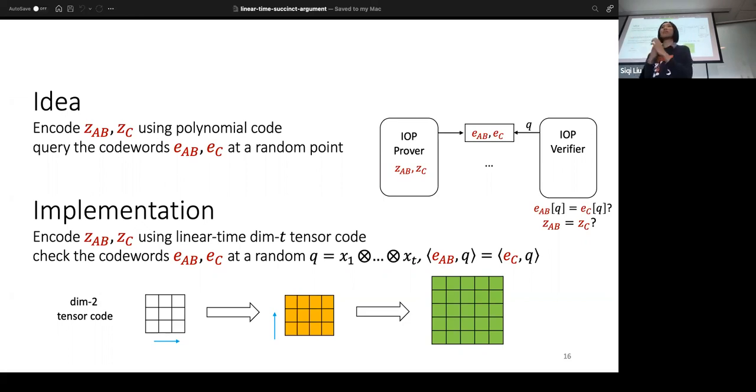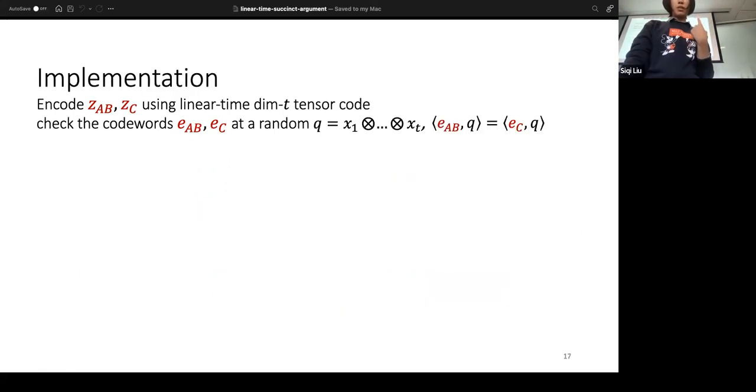q. Wait, how do you do an inner product between a matrix and a vector? I view it as, for example, in dimension 2, q would be x1 tensor x2. So what happens is you left multiply with x1 and right multiply with x2. Oh, so you multiply each dimension with one of the components in the tensor. So Q also acts like a dimension T tensor and it takes the inner product. Yes, the dimensions match, right? If this is a dimension T tensor, then Q is also dimension T, and they match. Oh, good. Okay. So this is the general idea, and how we implement it is the following.